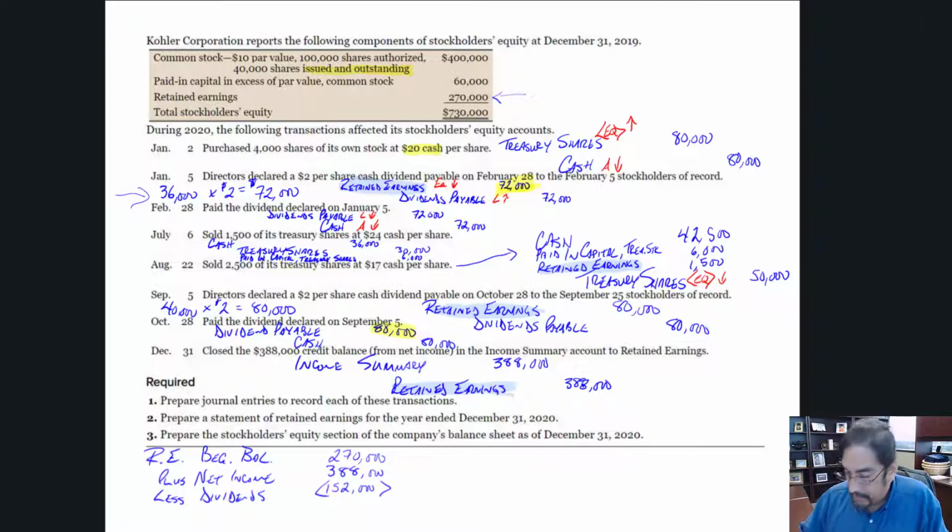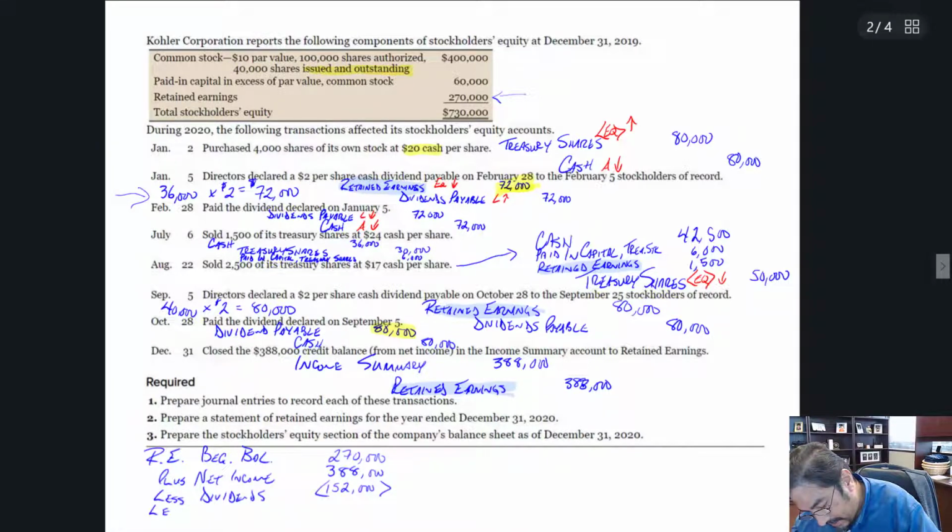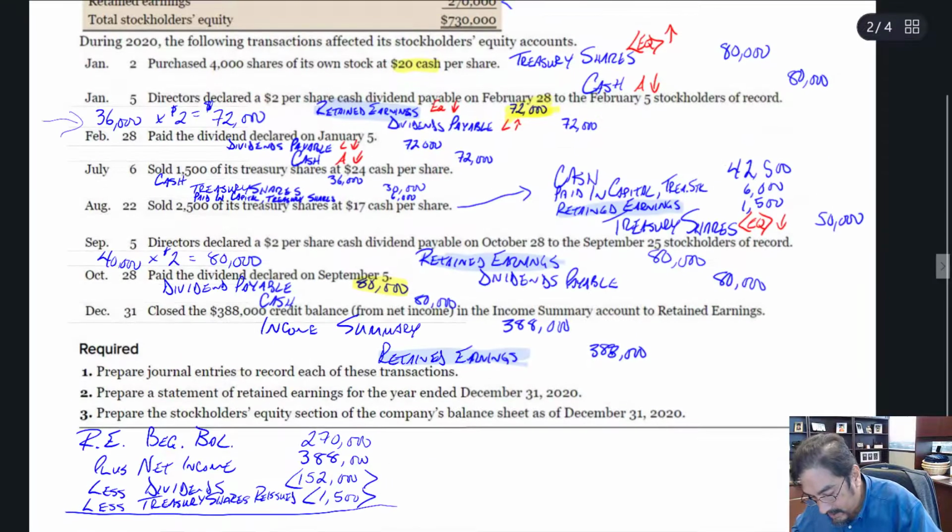It's a debit. So just like the dividends that are debits to retained earnings, this is a subtraction. Less treasury shares reissued, $1,500. And then that leaves us with retained earnings, ending balance.